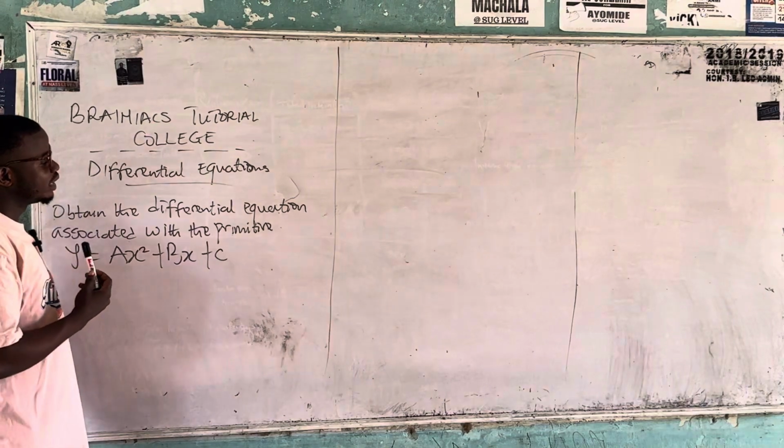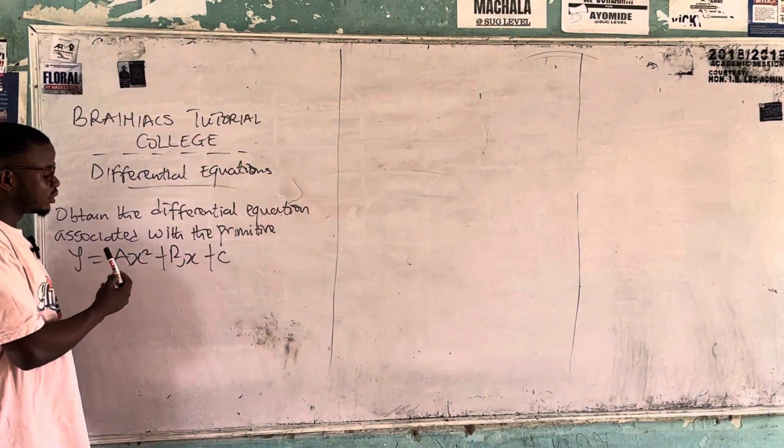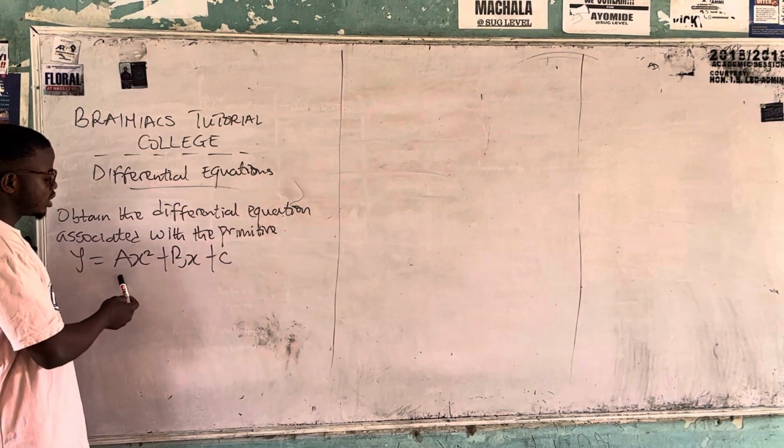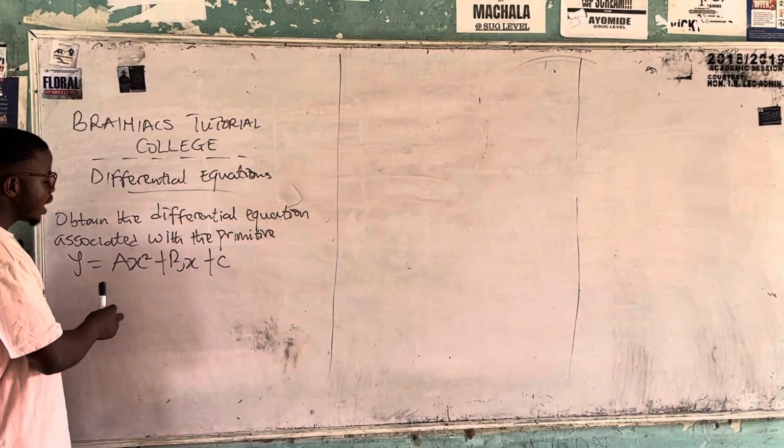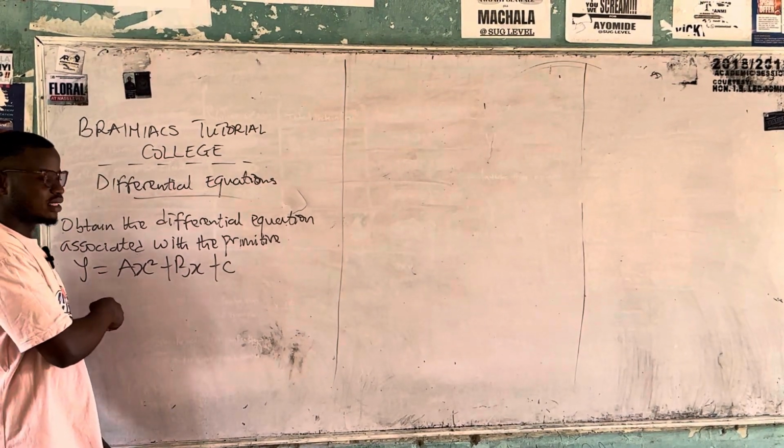And the topic that we have here is differential equation. Now, obtain the differential equation associated with a primitive y equals Ax squared plus Bx plus C. So, any relation that actually involves essential arbitrary constants is referred to as the primitive.